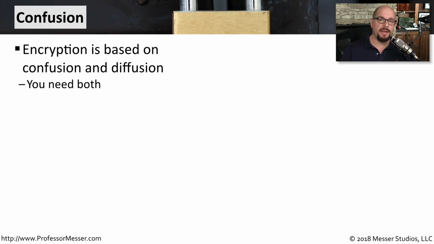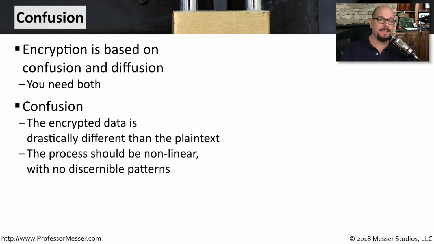Two of the most important characteristics that encryption relies on are confusion and diffusion. Confusion means that the data that we have encrypted looks drastically different than the plain text that we began with. There shouldn't be any patterns, and there should be no way to recognize any part of the plain text by simply looking at the ciphertext.